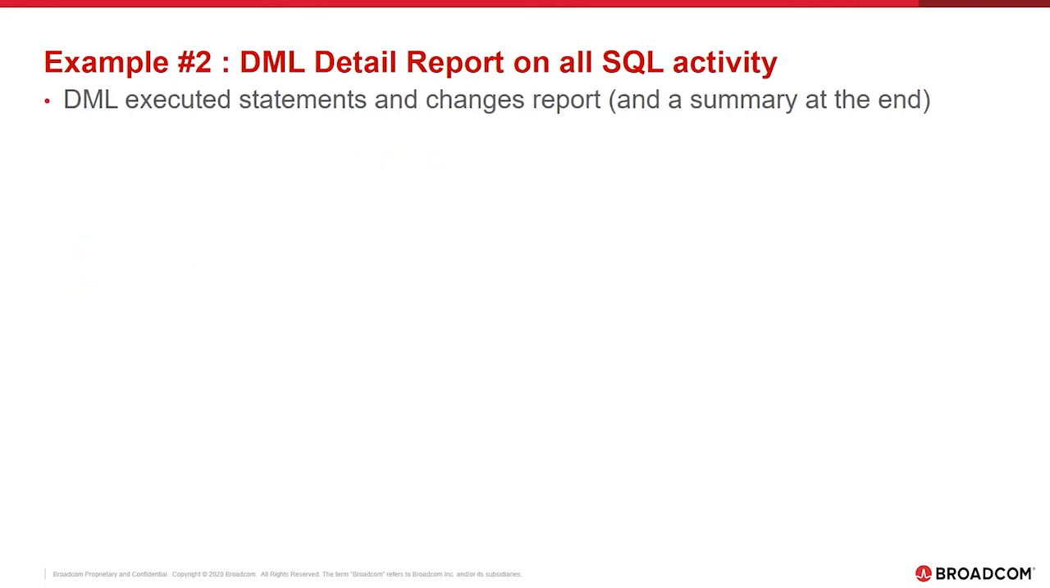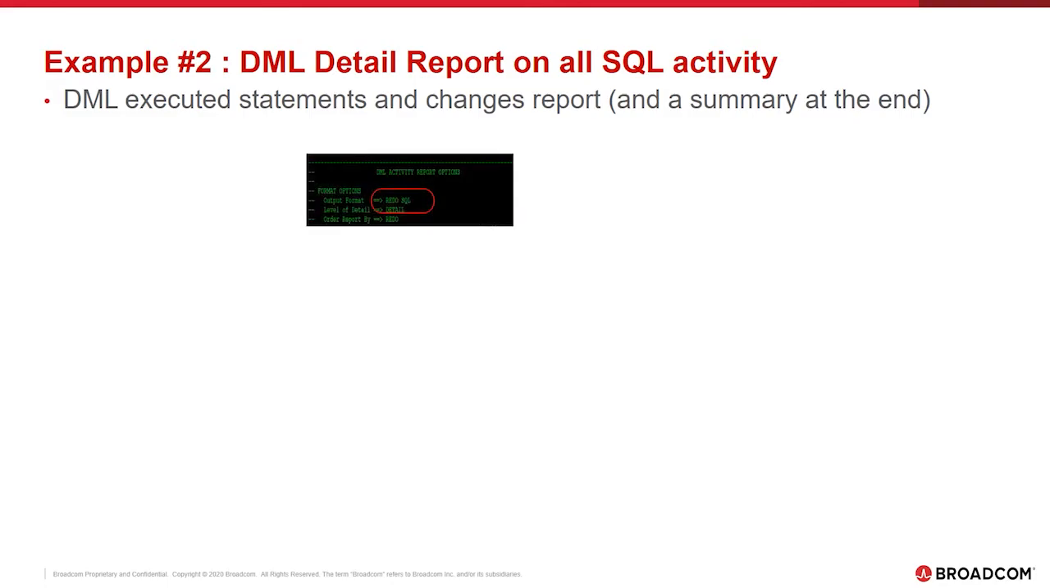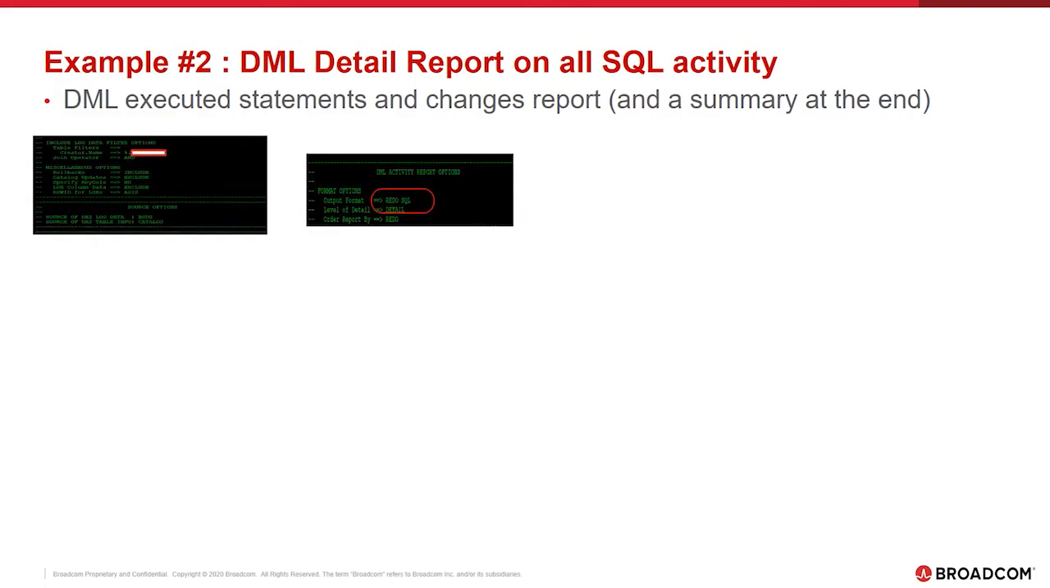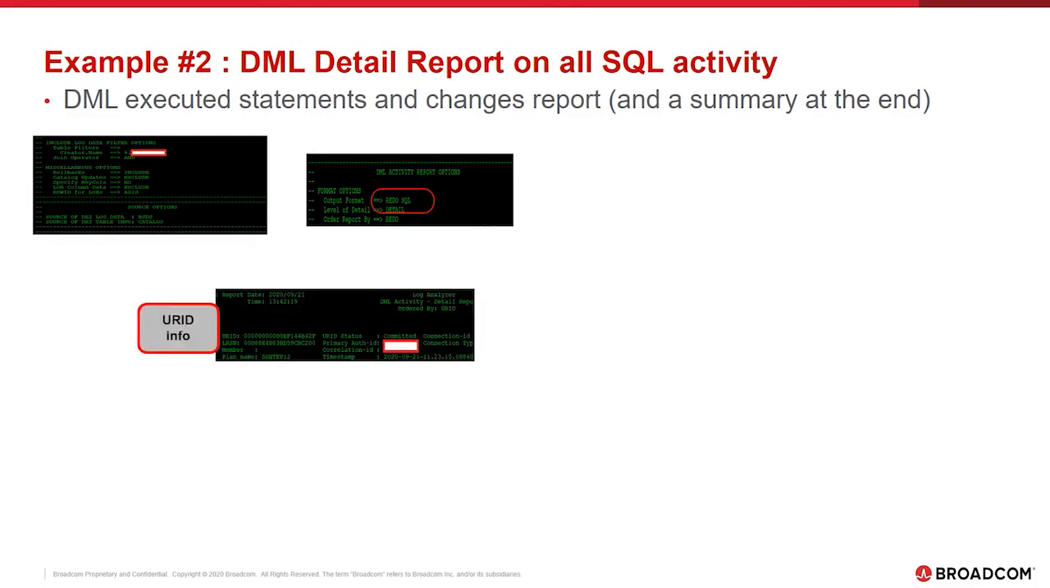Here is the DML activity redo SQL detail report output. As you can see in the presented portions of the output, the first two are generic portions of the Log Analyzer report's outputs reflecting the choices we made. It's the detail redo SQL report. Again, we see it's ordered by URID and has the same level of information we saw before.